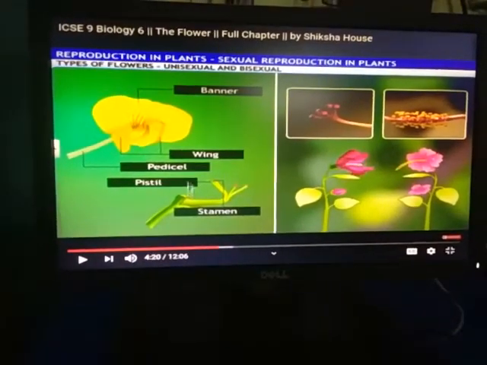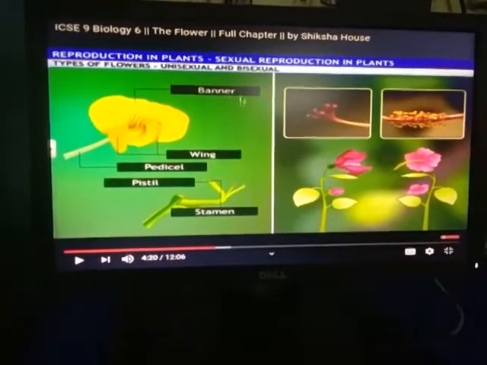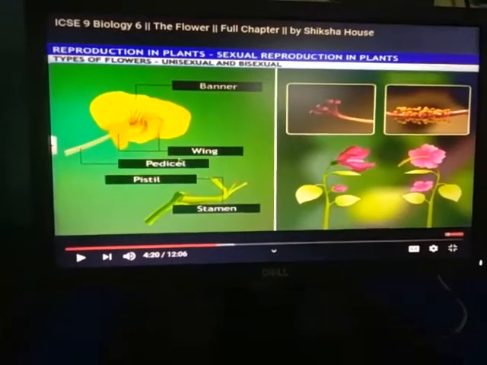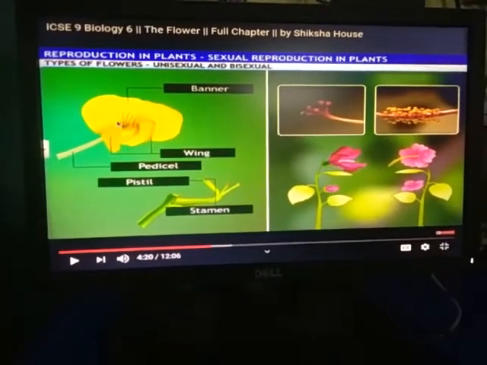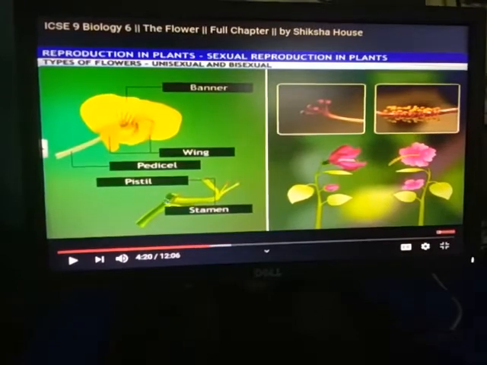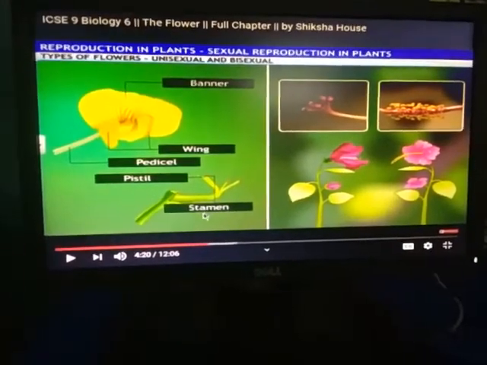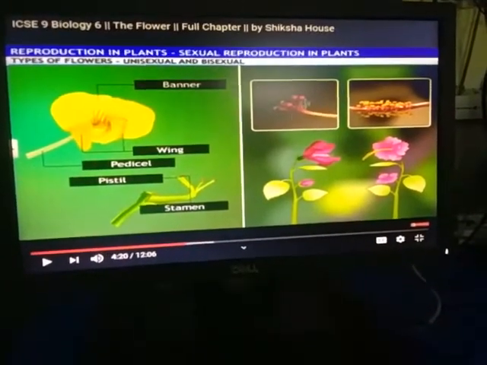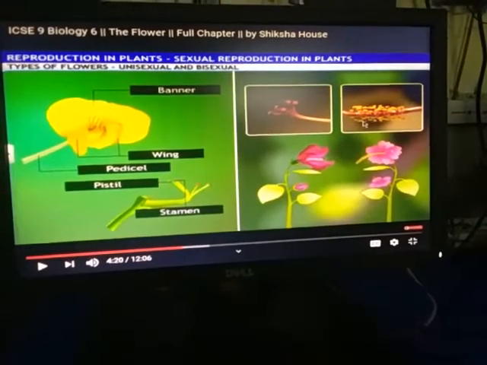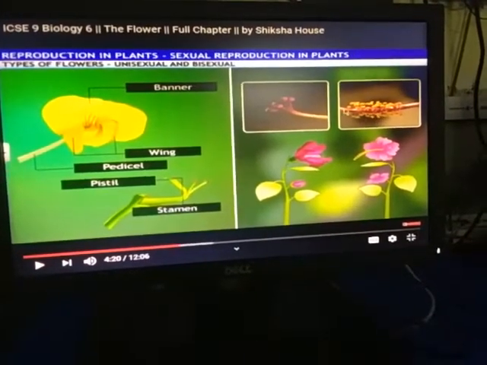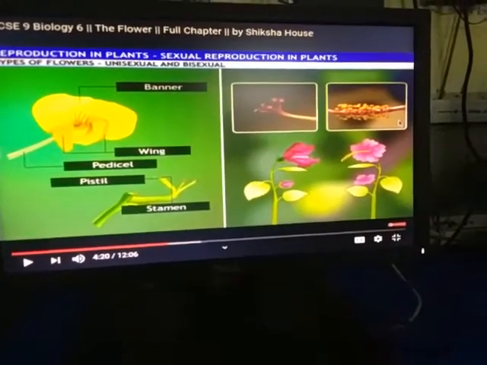Now students, here another flower has been taken, whose different parts are represented here. This is the banner part, this portion is the wing part, this is the pedicel part, and this portion taken outside is the pistil. And the pistil along with stamens is represented here. This portion is the stigma, which is sticky in nature. Here are also stamens attached to the staminal tube, as you can watch in the hibiscus flower.